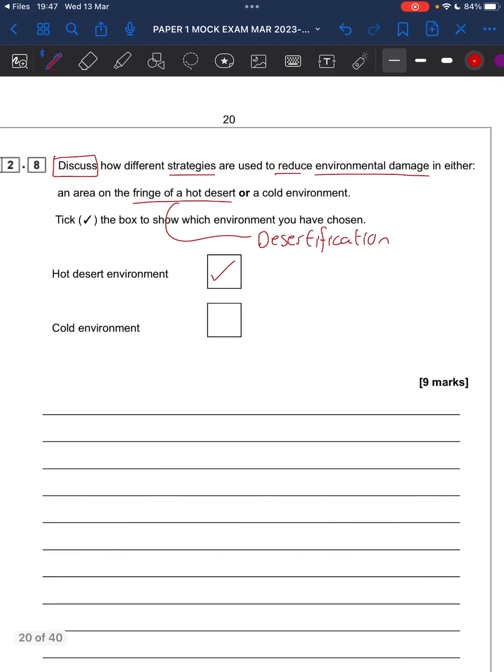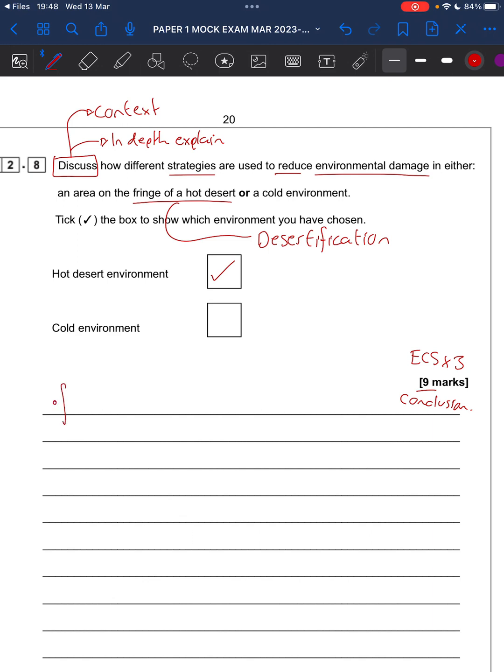Now, this discuss is usually quite an open one, so you need to check the context. Sometimes discuss can be used as a positive or a negative. Sometimes discuss is actually more of an in-depth explain. But read the context of the question. It's a 9 marker, so it's ECS times 3, potentially a conclusion at the end. And what you need to do is basically talk about how you can reduce desertification.